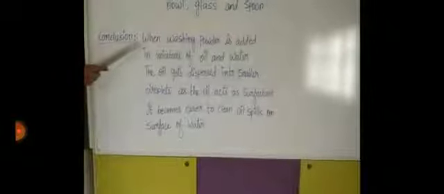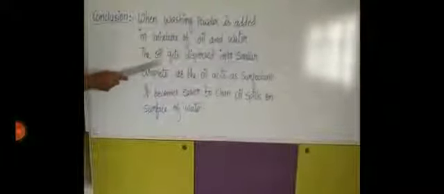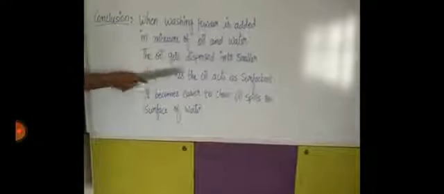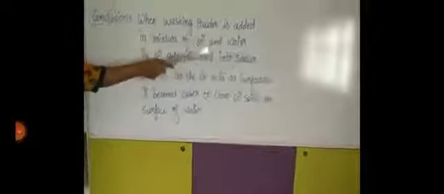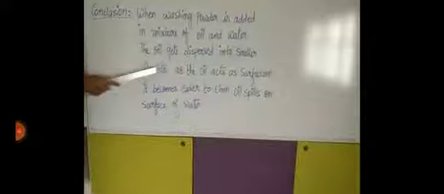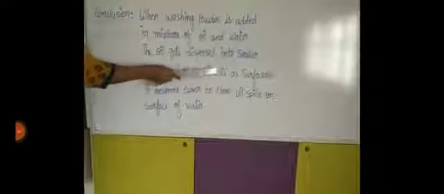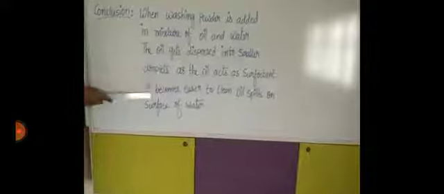So after this experiment, what have you learned? When washing powder is added to the mixture of oil and water, the oil gets dispersed into smaller droplets as the washing powder acts as a surfactant. It breaks the oil into smaller droplets so that it becomes easier to clean an oil spill on the surface of water. Thank you.